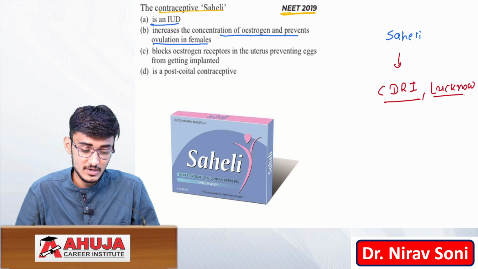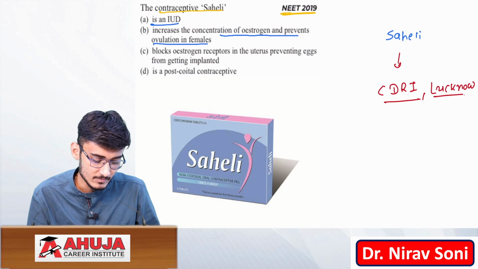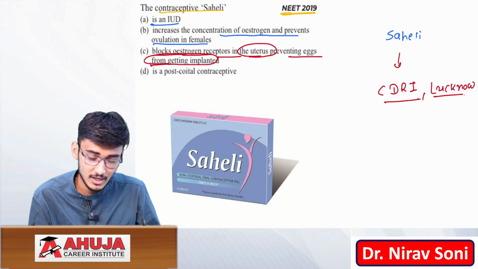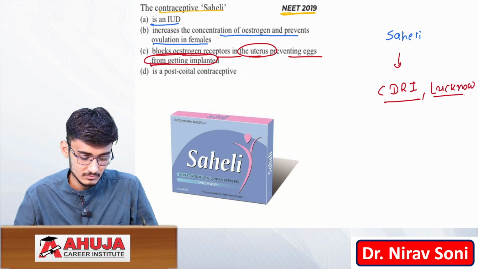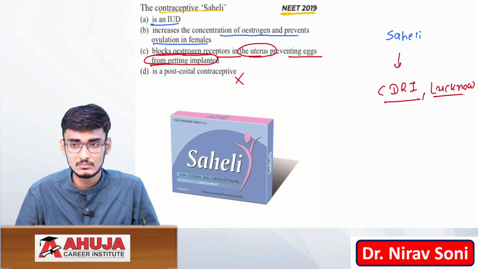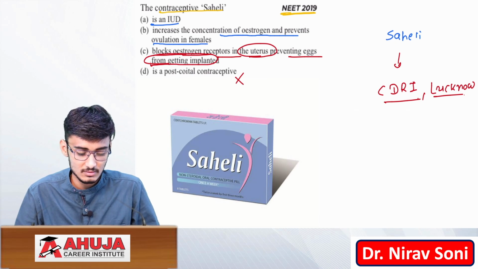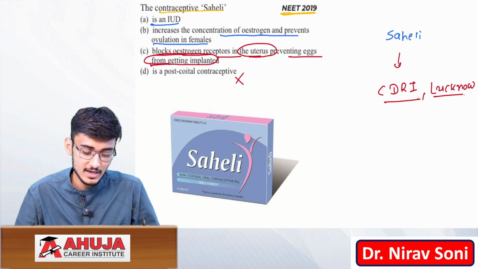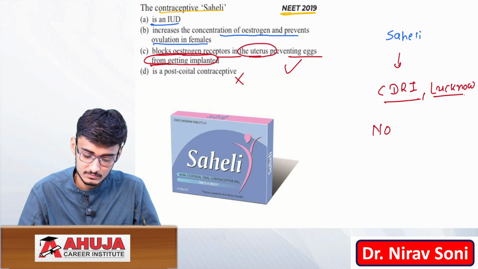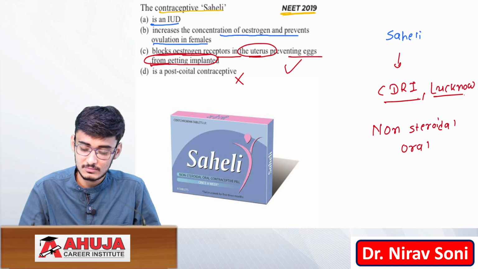So what is the mechanism of Saheli? Saheli is a contraceptive medicine to block the estrogen receptor in the uterus and prevent eggs from getting implanted. It is not a postcoital contraceptive. The main mechanism of Saheli is to block the estrogen receptor in the uterus and prevent the eggs from implantation. The option C should be right. This is called a non-steroidal drug. Oral contraceptive pill, once in a week.